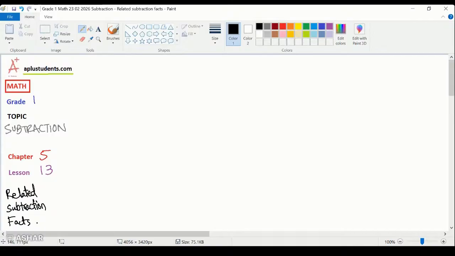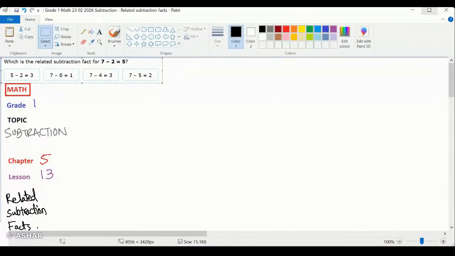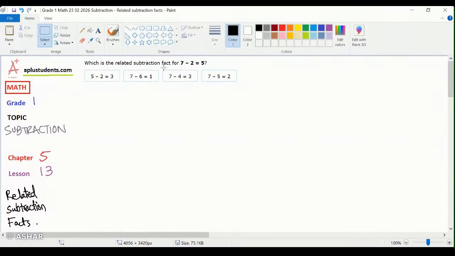Hi, welcome to the class. So we are doing subtraction, that is chapter number 5 and lesson number 13. Let's have a look at what the questions are telling us. We need to find the subtraction related facts. Some options are given to us and we'll need to find which one of these options will give us the answer. Okay, so let's look at the first question.